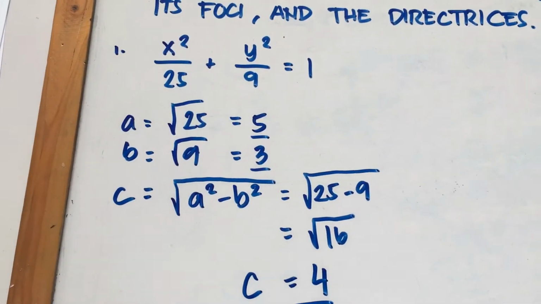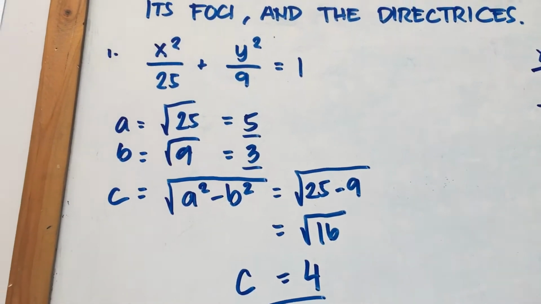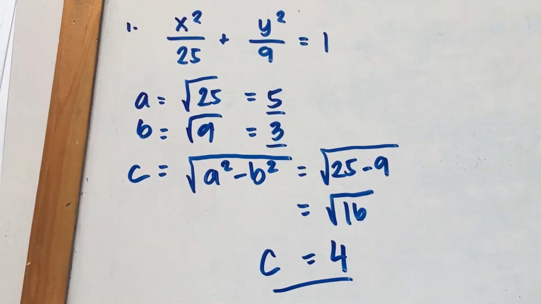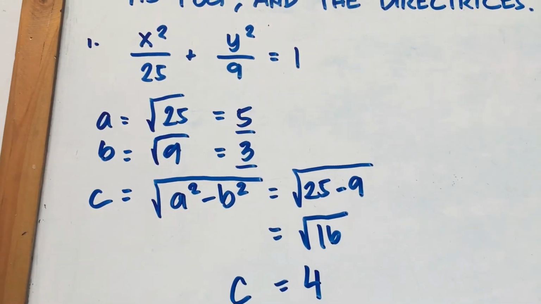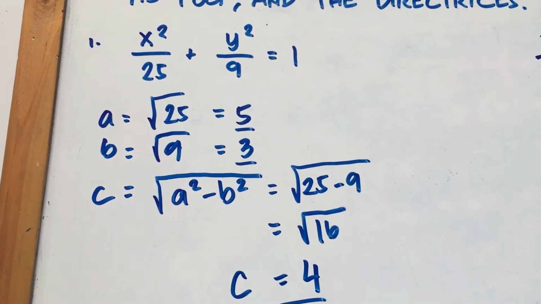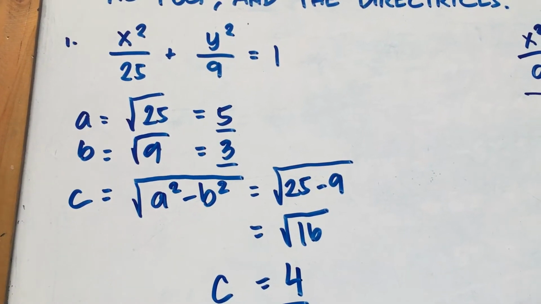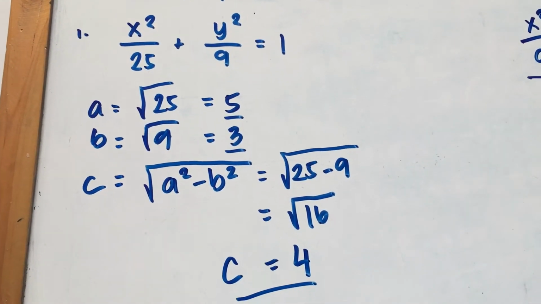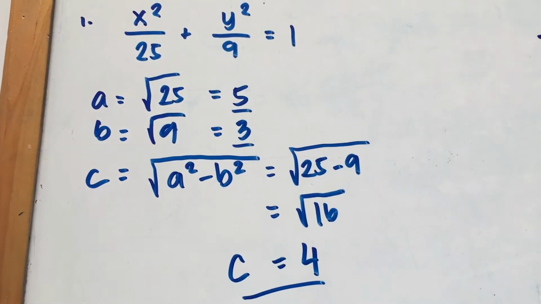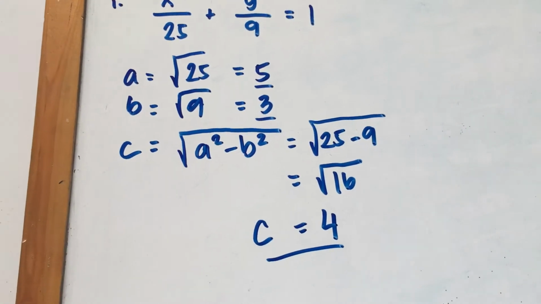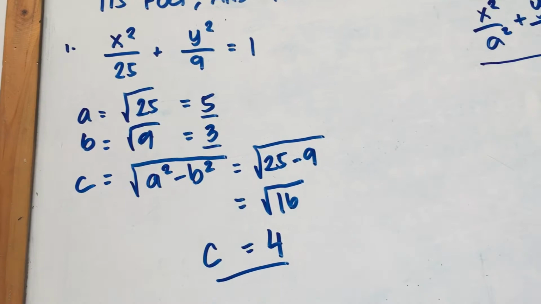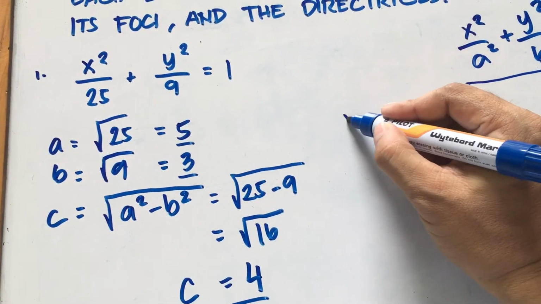Now if ever the value of your c cannot be simplified, for example, you have the square root of 15, you can express that into a decimal or not. But I suggest that you simplify it into a decimal form so that when you graph, you can point it out in the coordinates. At least 2 decimal places. So at this point, since you already have the values of your a, b, and c, it's easy for us to determine the vertex.